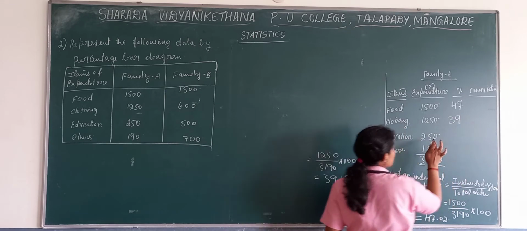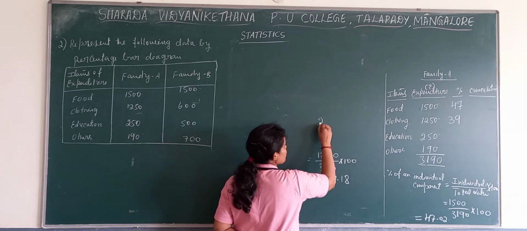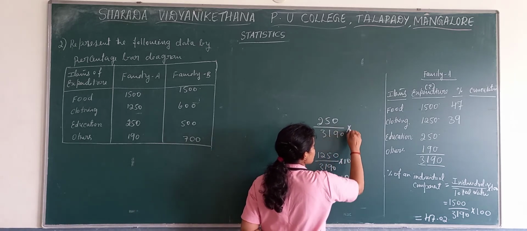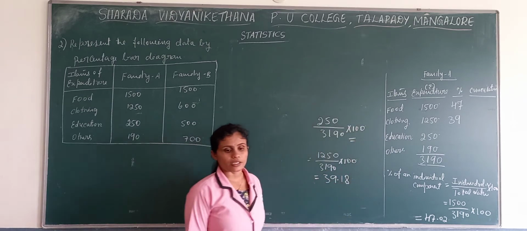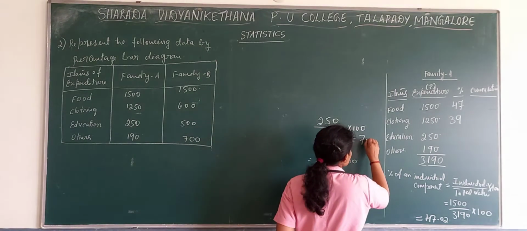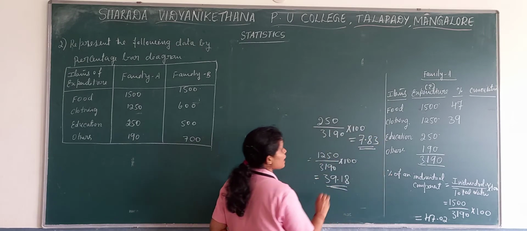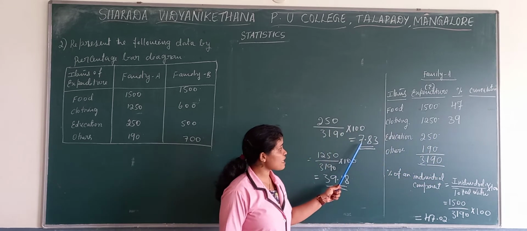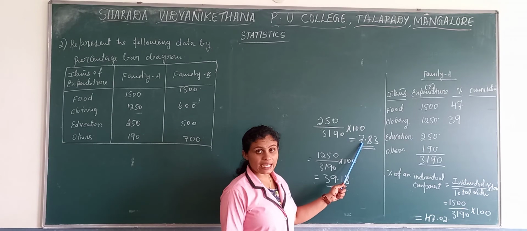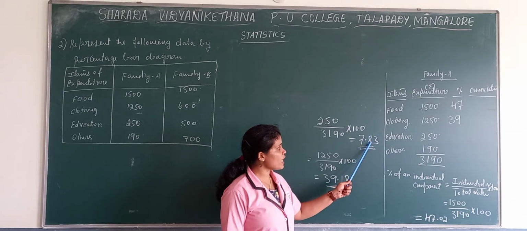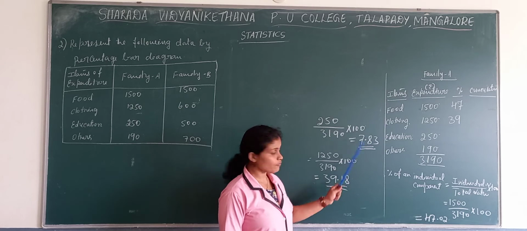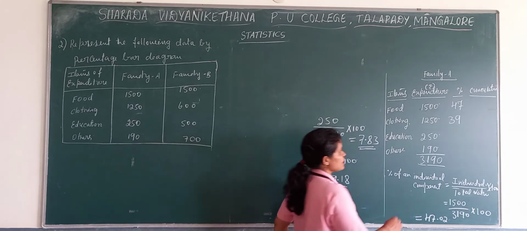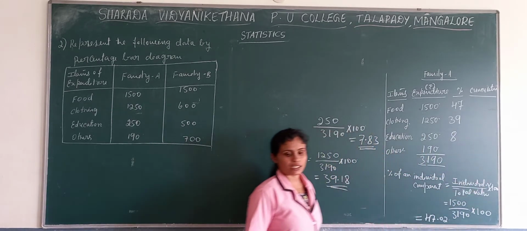Then the third one: 250 by 3190 into 100. What do we get? We get 7.83. When we write the approximate value, do we write 7 or 8? We make it 8, because the first digit after the decimal is greater than 5, so we increase it by 1. Earlier it was less than 5, so we wrote 39 as it is. Here we write 8.